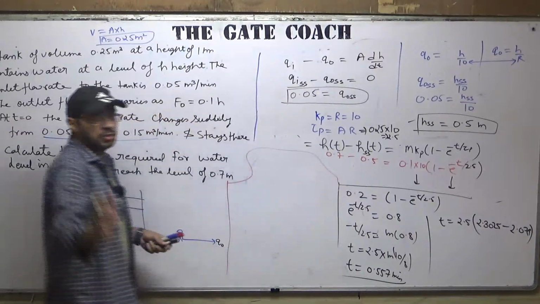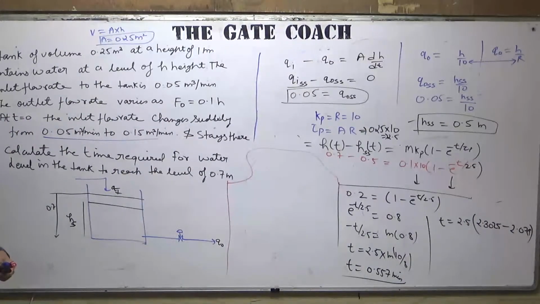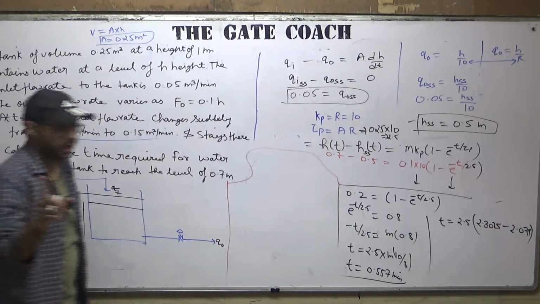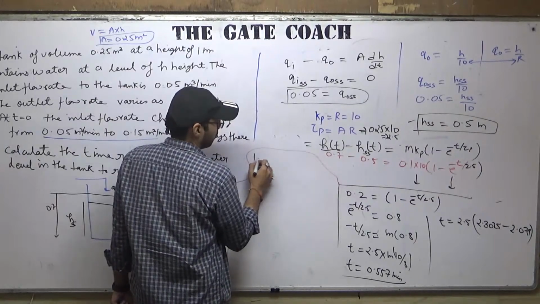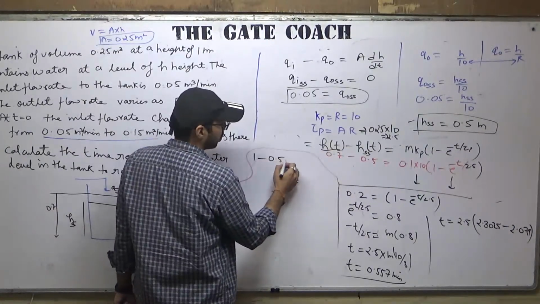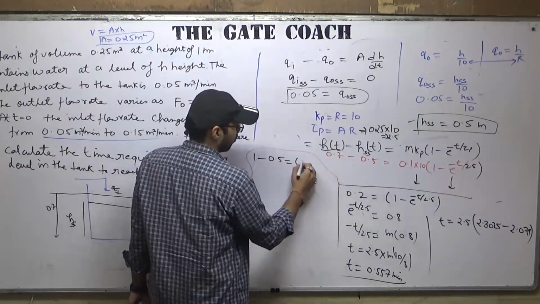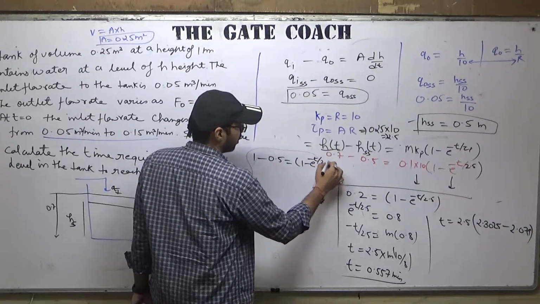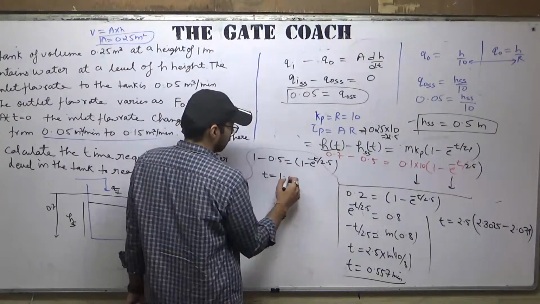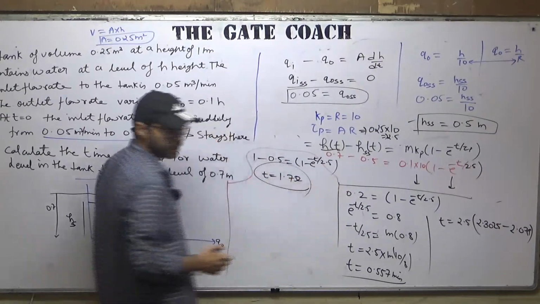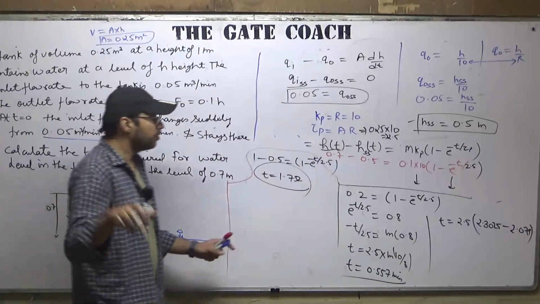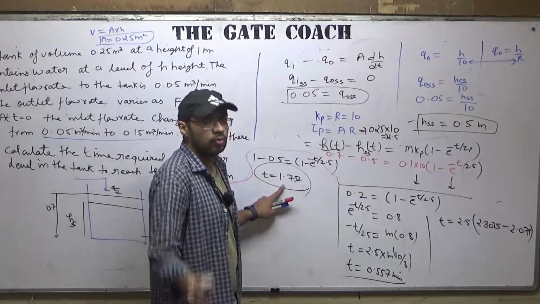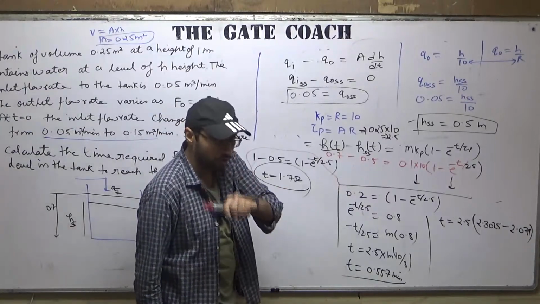हाँ बताइए, begins to overflow, what is the meaning? That the height that it will achieve is 1 meter, final height. So this h will become 1 minus initial is 0.5 equals 1 minus e power minus t by 2.5. What is the answer? This is the answer that you are getting, right? So you are saying that it will take this much amount of time to overflow.